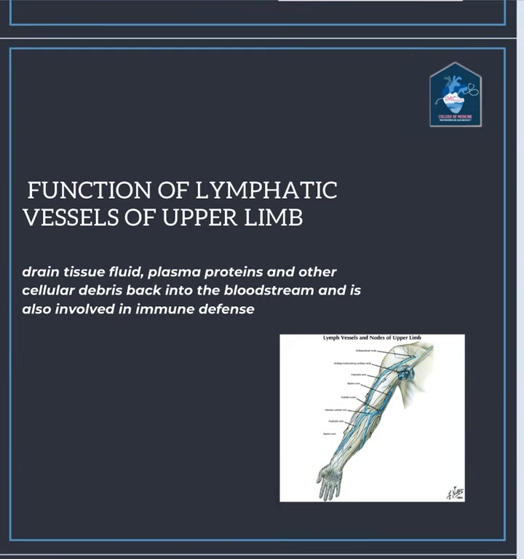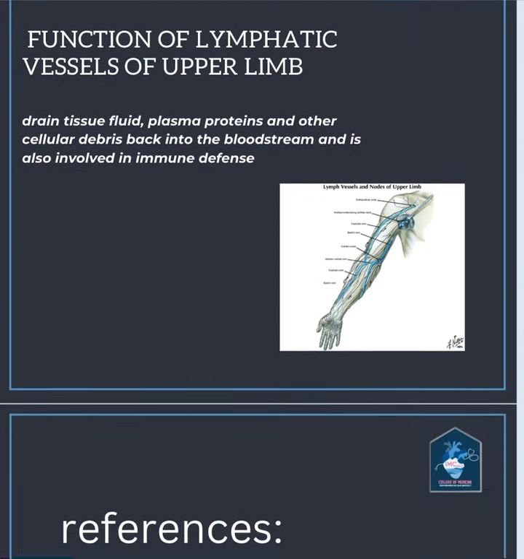Now let's talk about the lymphatic vessels in the upper limb. So as we know, lymphatic vessels play a role in the immune defense, and they also drain the tissue fluid, plasma proteins and other cellular fibers back into the bloodstream, and yeah, it's involved in the immune system.